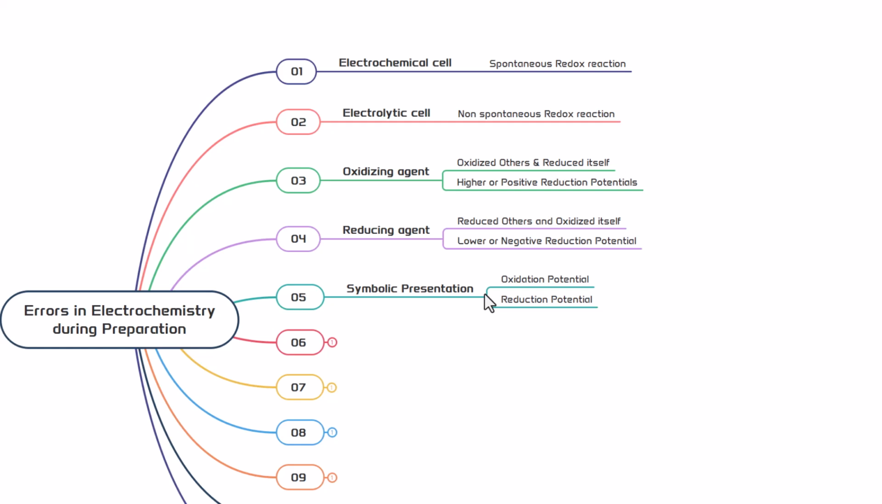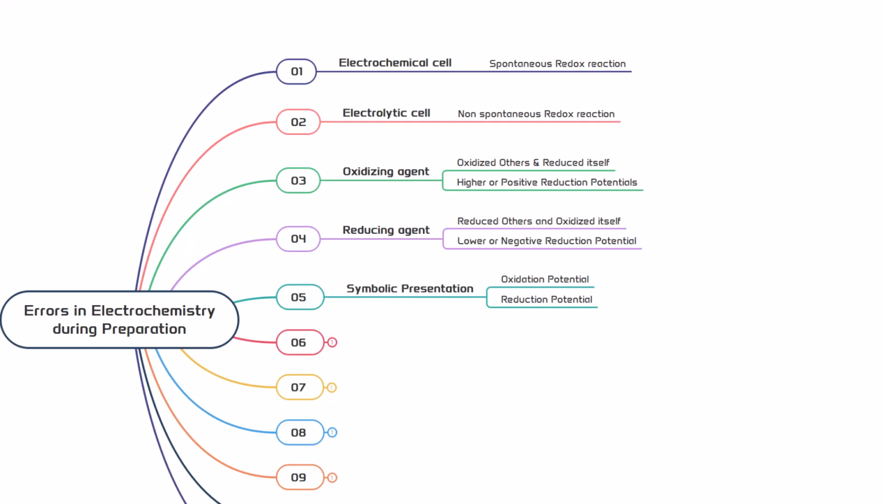Symbolic presentation. When you talk about the oxidation potential, make sure that before the hyphen you have a neutral atom, and after the hyphen if it is a positive charge, then it belongs to the oxidation potential. In the same way, before the hyphen if you have a negative ion, and after the hyphen if it is a neutral atom, then it also belongs to the oxidation potential. Both conditions indicate the release of electrons, and the release of electrons means an oxidation reaction. So the value we get is called an oxidation potential.